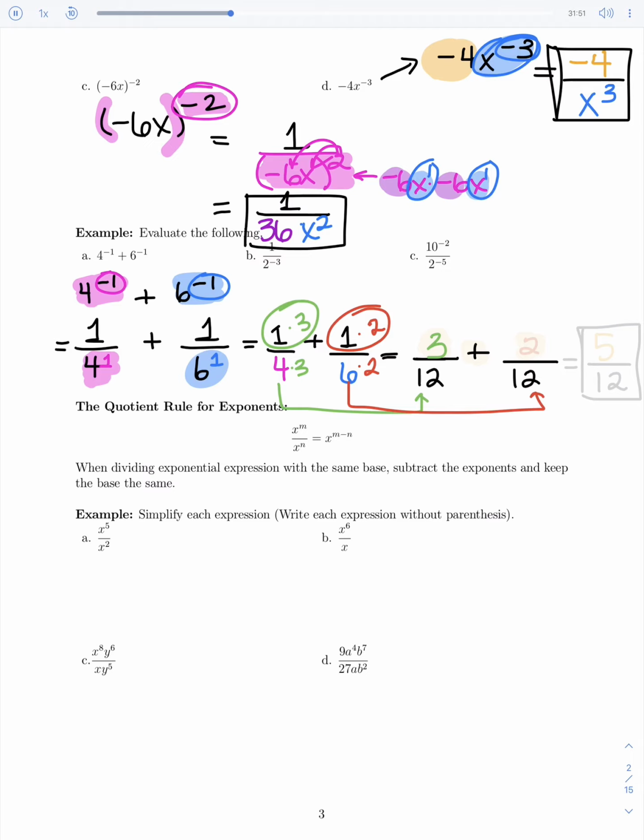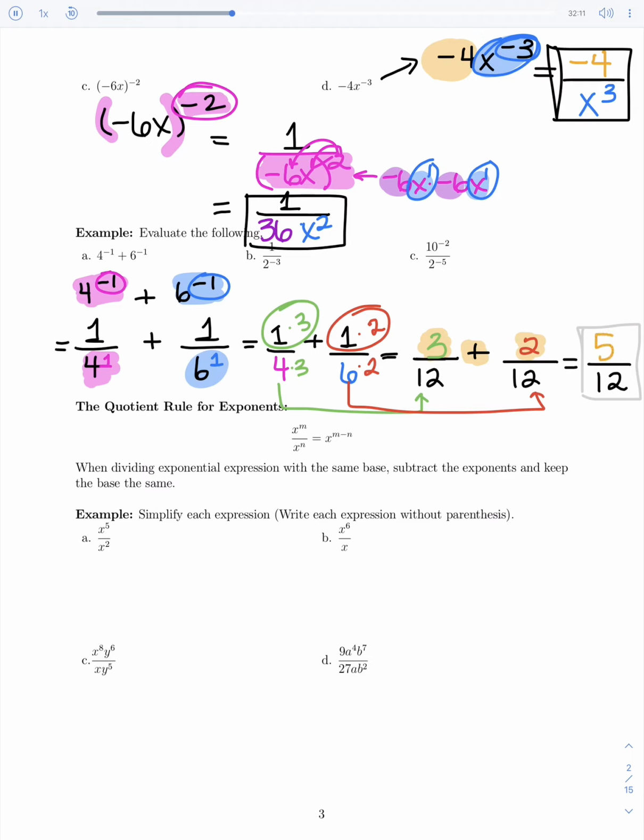which gets us a 1 times 2 on top, which is just 2. Once you have a common denominator, then you can go ahead and add, and the denominator will stay the same. Adding the tops of the fractions, normally now that I have a common denominator, 3 plus 2 is now going to give us 5 over 12.